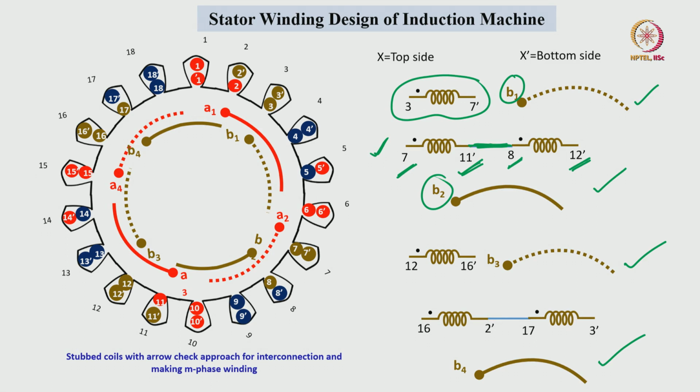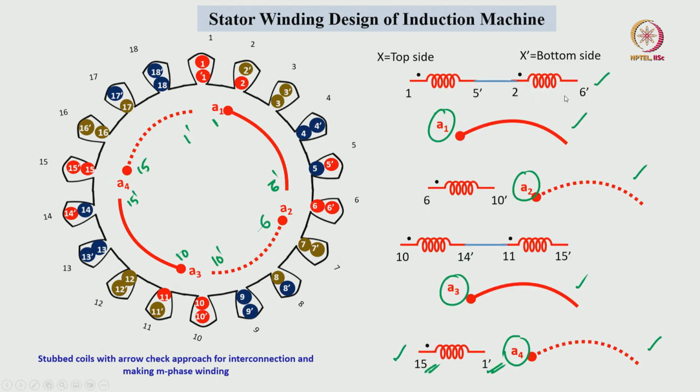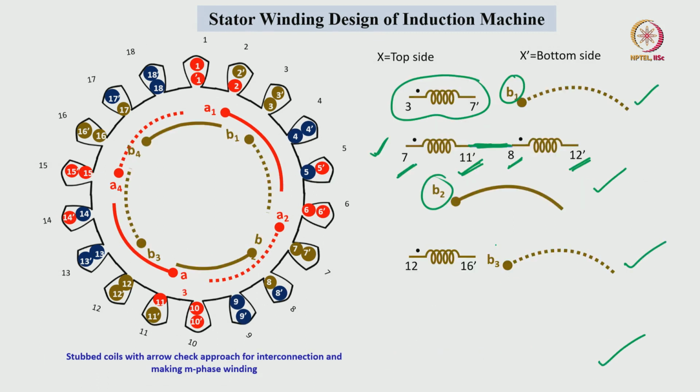Earlier also, in order to make the stubbed winding with respect to A1, this connection we have to do externally by utilizing the copper. Same way for A3 also. This is the stub winding with respect to the B3, stub winding with respect to the B4. We can see here the connection for this coil and this coil we have to do manually by utilizing the copper.